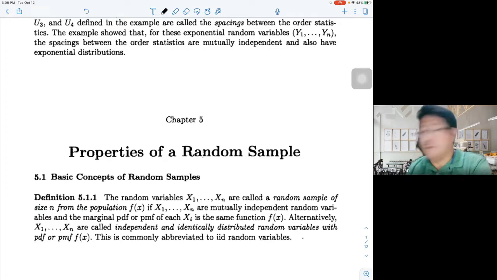Okay, so we are now on chapter 5. The title for chapter 5 is Properties of a Random Sample. But before discussing, let me give an introduction for chapter 5.